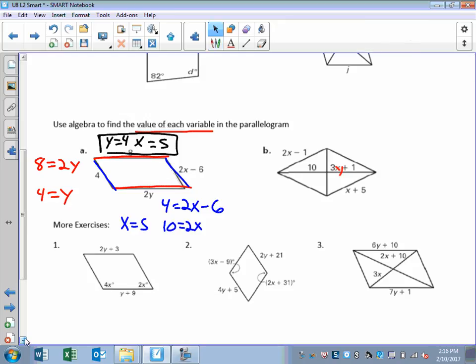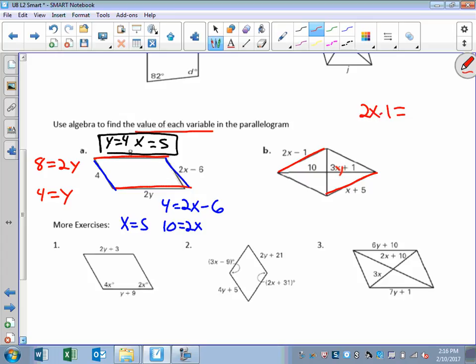Okay. For B, we have diagonals and we have opposite sides. Now, in red here, it should be 3y plus 1, not 3x. So that should be a y. So we got opposite sides again. They should be congruent. So we got 2x minus 1 equals x plus 5. Take away x. We got x minus 1 equals 5. Plus 1, so we got x is 6.